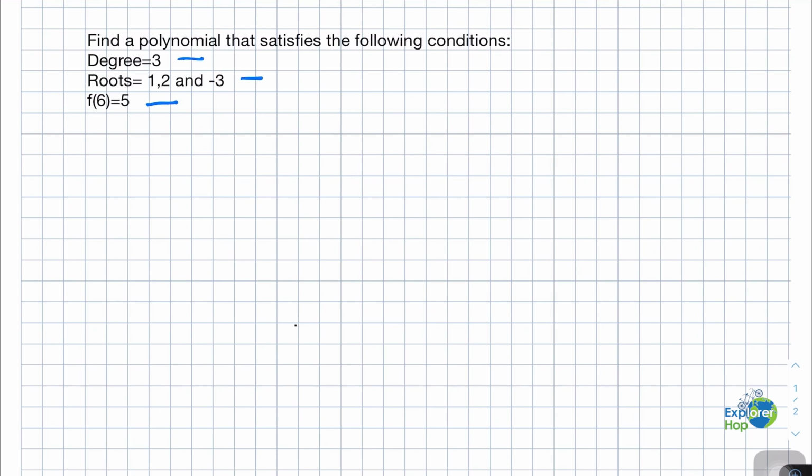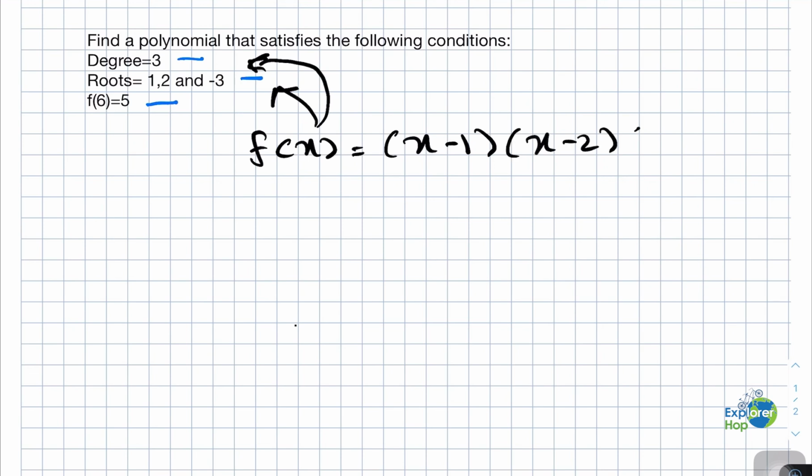So the first thing we should do is write down an equation that would satisfy the roots and the degrees. That equation will look like f of x is equal to x minus 1 times x minus 2 times x plus 3. Does this satisfy the roots of 1, 2, and minus 3? Yes, it does. And we can prove that by putting f of x equal to 0.